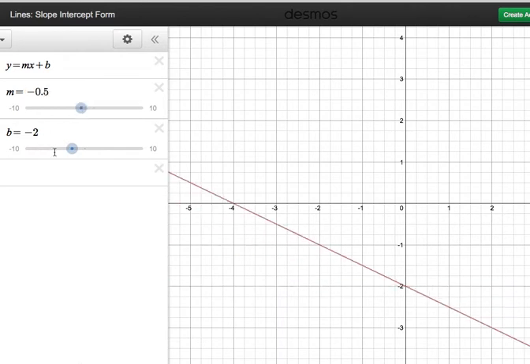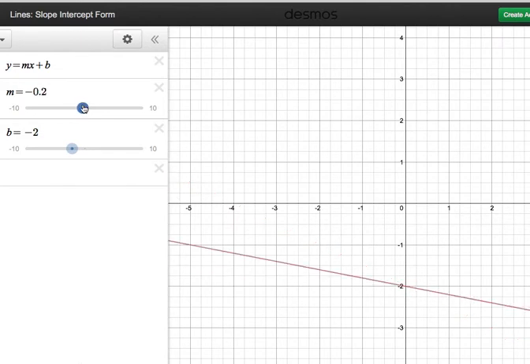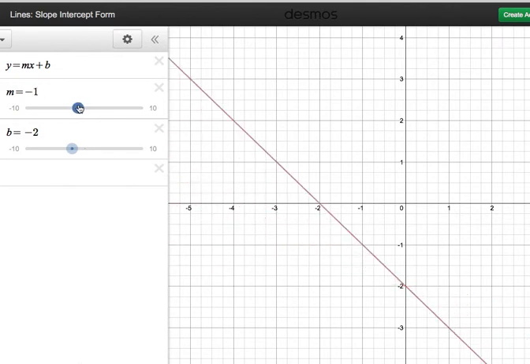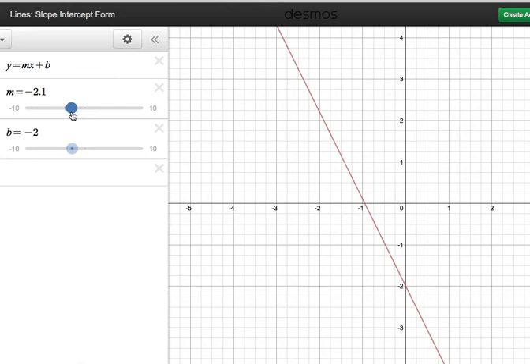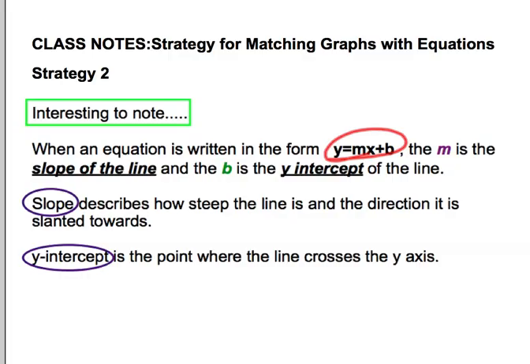But look what happens. I'll keep my y-intercept at -2. Look what happens when I change my slope to a negative value. It opens in that opposite direction. So -2 becomes a little more steep, still opening up to the left. So when graphs are in slope-intercept form, so they're in that y is equal to mx plus b form, the m is actually the slope of the graph. It tells you how steep the line is, and it shows you the direction it's slanted towards.